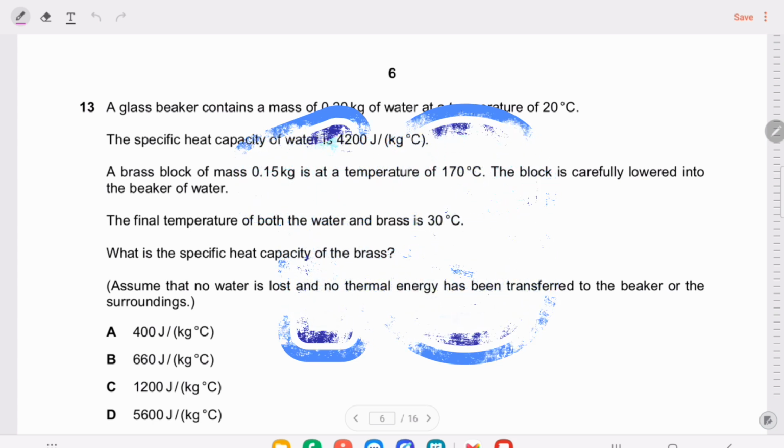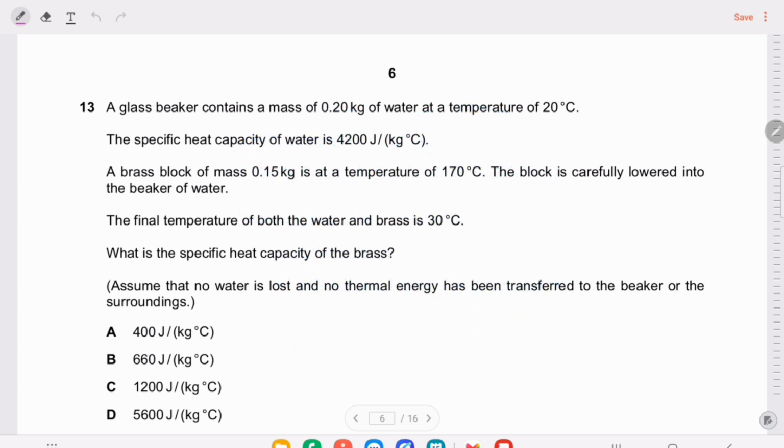A glass beaker contains a mass of 0.20 kg of water at a temperature of 20 degrees Celsius. The specific heat capacity of water is 4200 joules per kg degree Celsius. A brass block of mass 0.15 kg is at a temperature of 170 degrees Celsius. The block is carefully lowered into the beaker of water. The final temperature of both the water and the brass is 30 degrees Celsius. What is the specific heat capacity of the brass? Assume that no water is lost and no thermal energy has been transferred to the beaker or the surroundings.